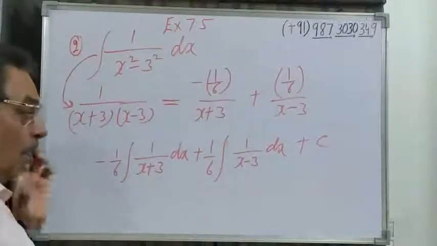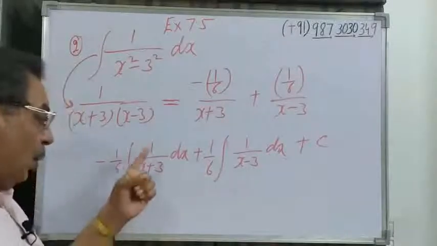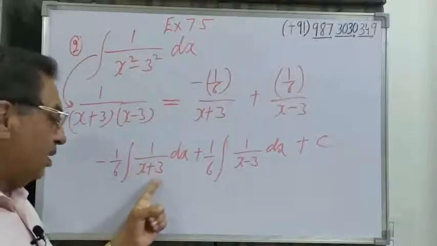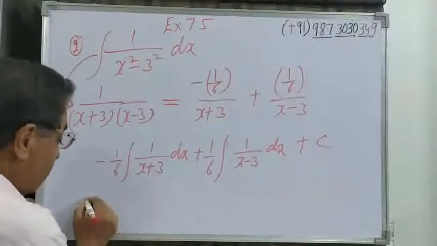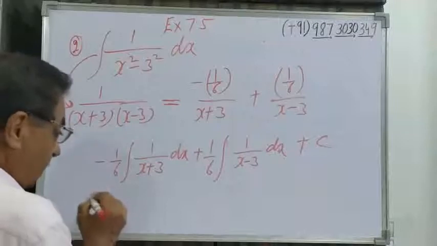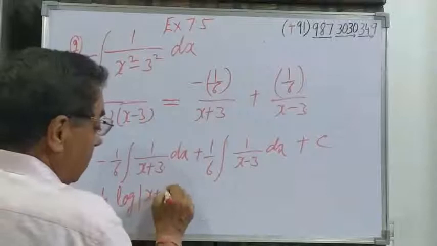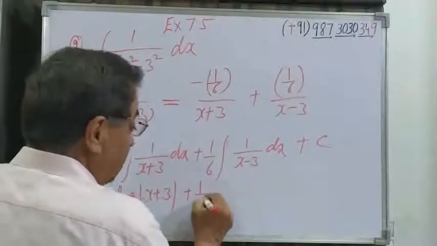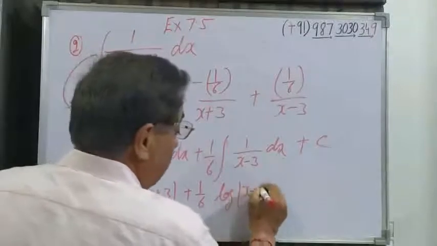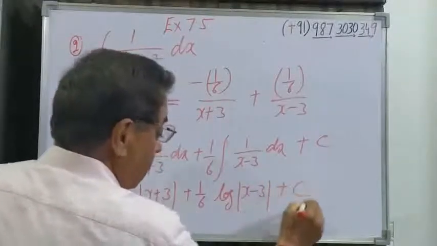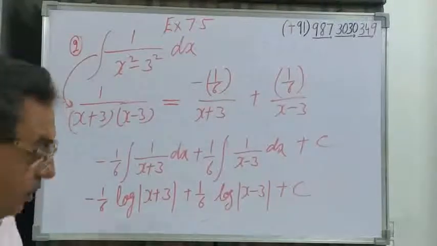Now, as far as the formula for integration is concerned, we know the integration of 1 upon a linear factor is equal to log of that linear factor. So its integration would be minus 1 by 6 into log of mod of x plus 3, and again plus 1 by 6 into log of mod of x minus 3, plus c. So this is the answer for this one.